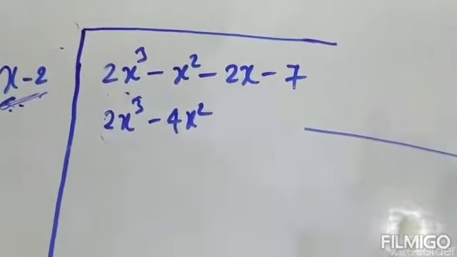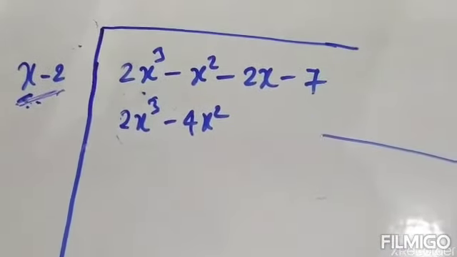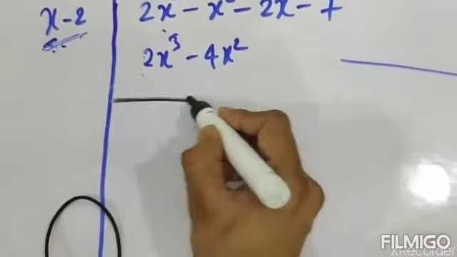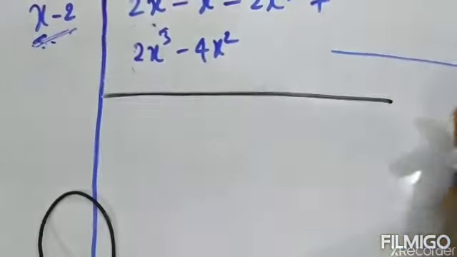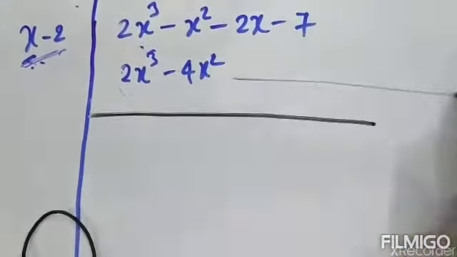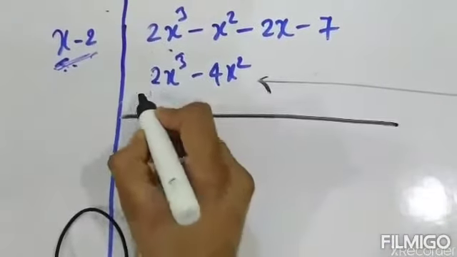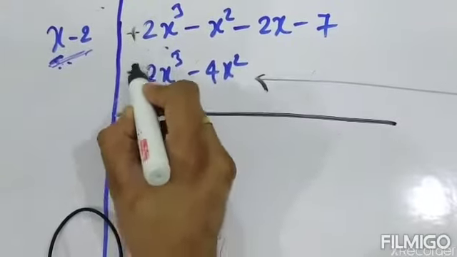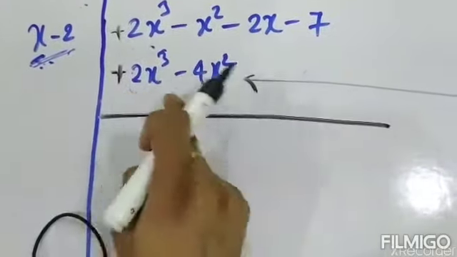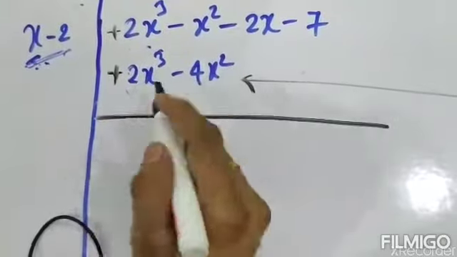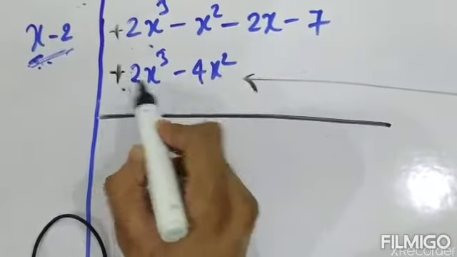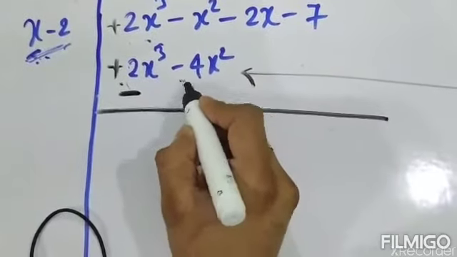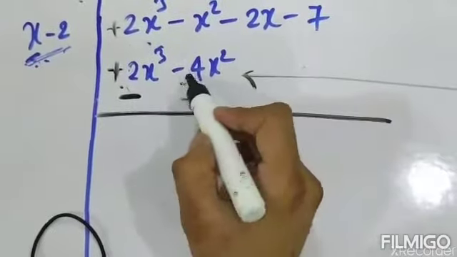So after this, what are we going to do? The next step is also very important. Next step is we are going to change the symbol. So this is plus, both algebraic expressions are positive. We are changing this second term, 2x cube minus 4x square. So this is positive and this is negative. So this becomes negative and this becomes positive. Clear?